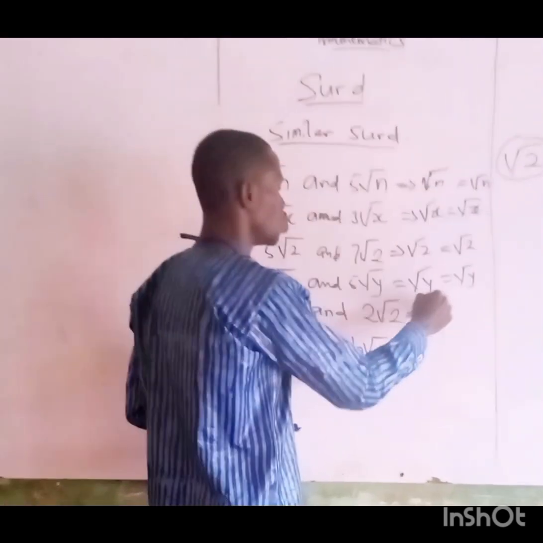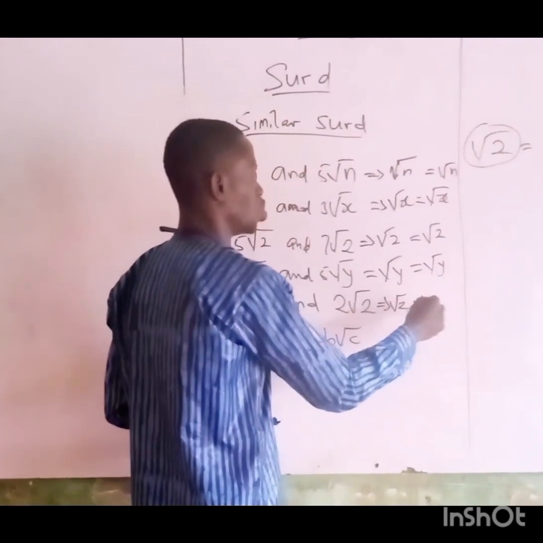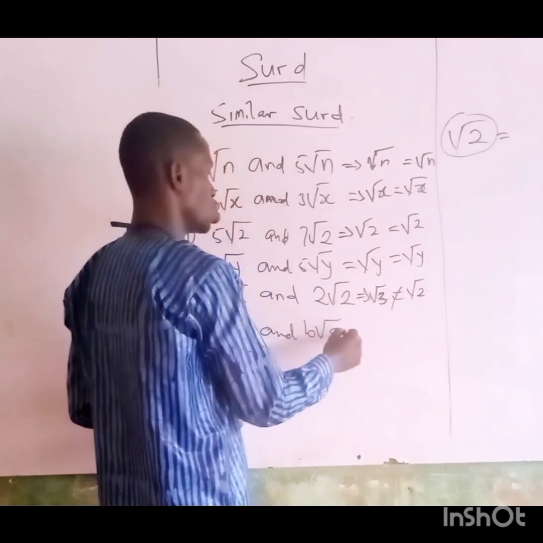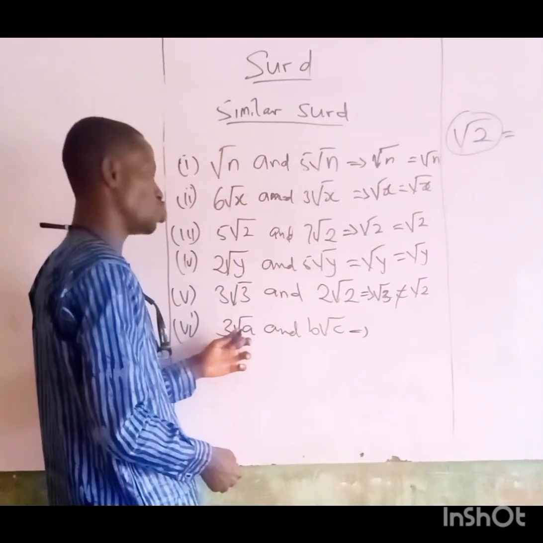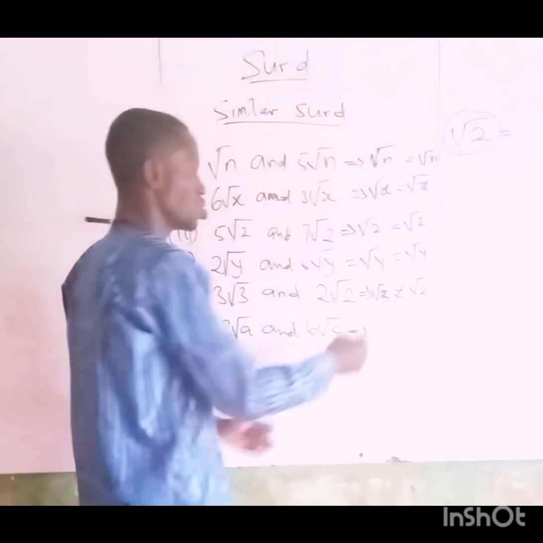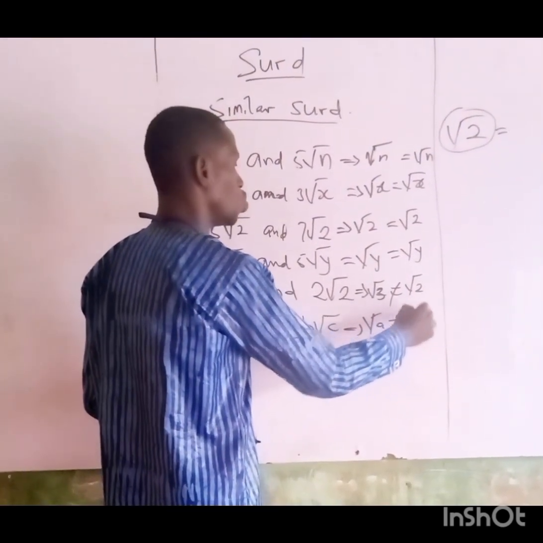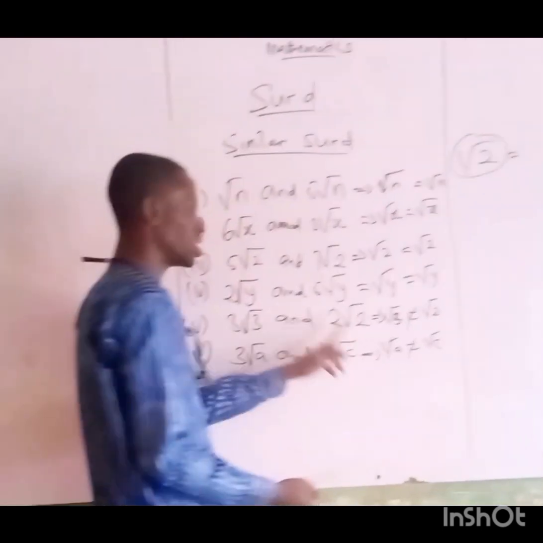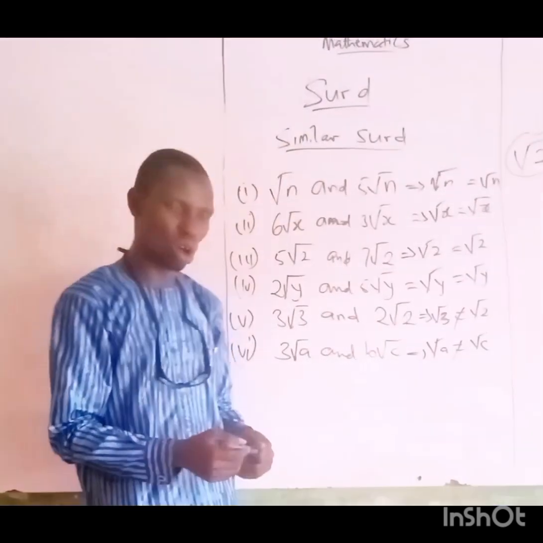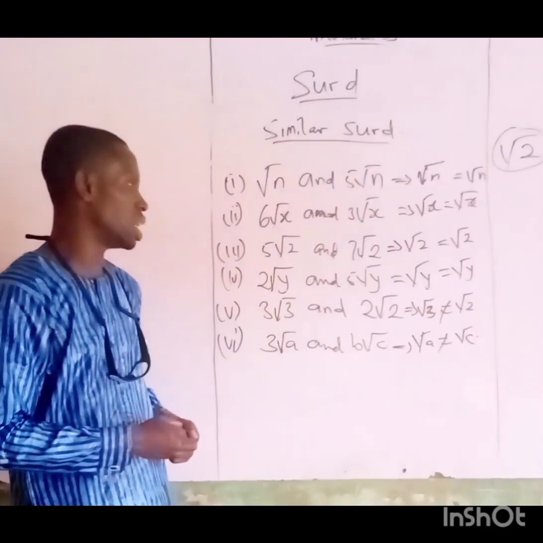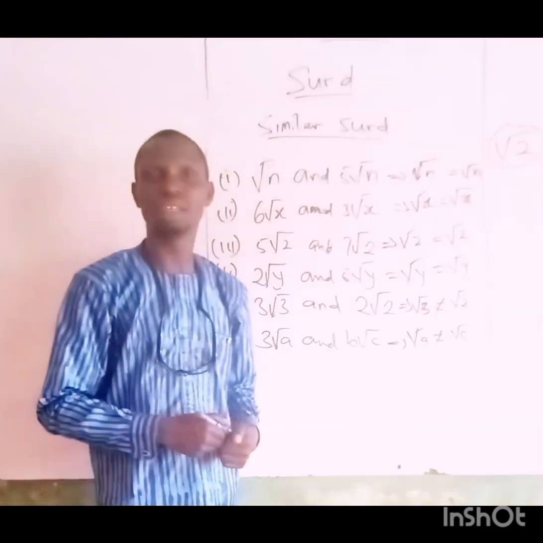This one means that root 3 is not equal to root 2. Same thing is applicable to the last one. This is root A and this is root C. So root A is not equal to root C. So the last two examples are not similar surds, while the first four examples are similar surds.